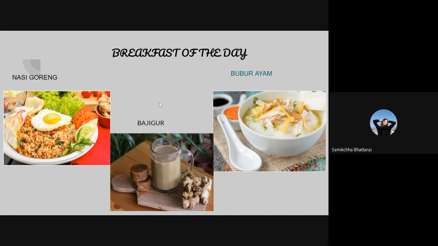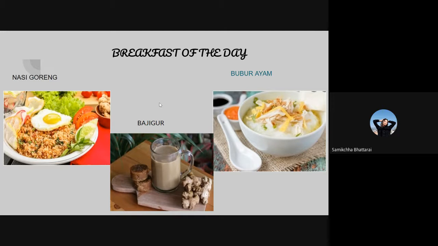After having nasi goreng and bubur ayam, we wanted to have something fresh, hot, and something that wasn't as heavy as the nasi goreng and bubur ayam. So we got just what we needed. It was bajigur. Bajigur is a hot drink full of sweet and spicy flavors of ginger, sugar, and coconut milk. And the taste was heaven, especially that early in the morning.